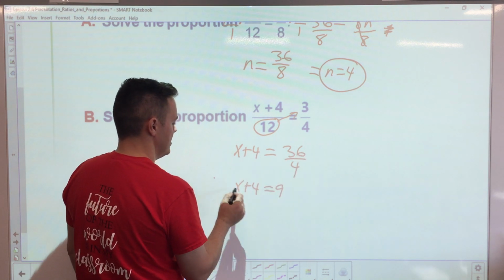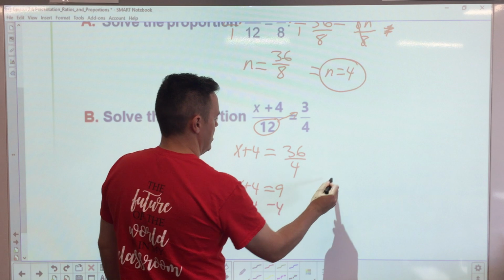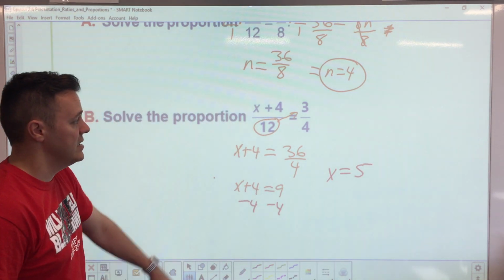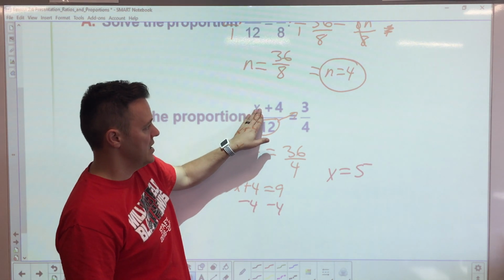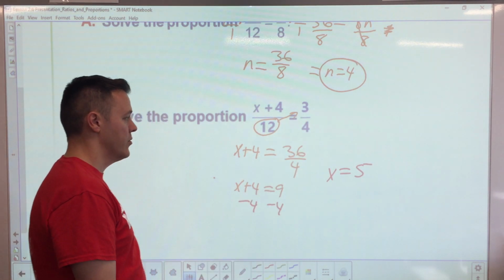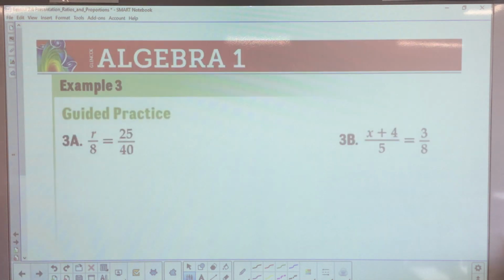Subtract 4 from both sides. x equals 5. You can plug it back in and see what you get. If you plug it in, you get 9 over 12. Ladies and gentlemen, 9 over 12 does equal 3 over 4. All right, your turn.